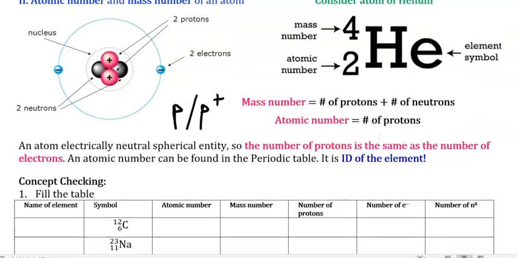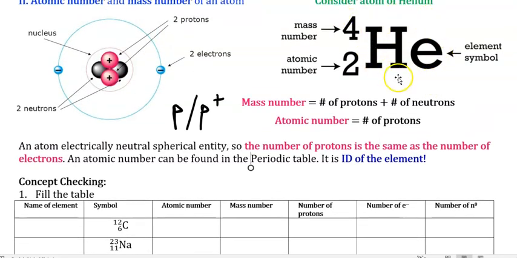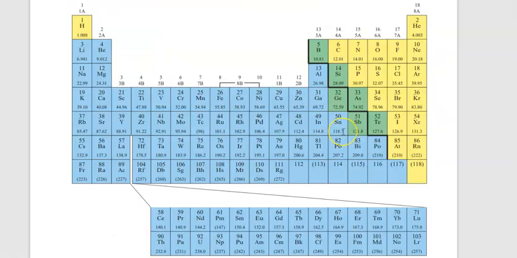So let's repeat. Every element has an atomic number, a mass number, and an element symbol. Atomic number shows us the number of protons. Mass number shows us the number of protons and number of neutrons together. Where can we find this information? We can find this information in the periodic table. This is an example of a periodic table which will be given to you for your homework.